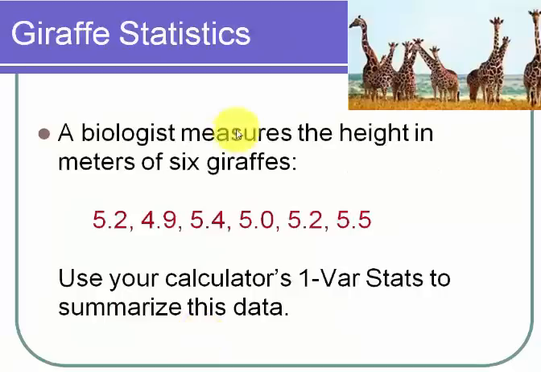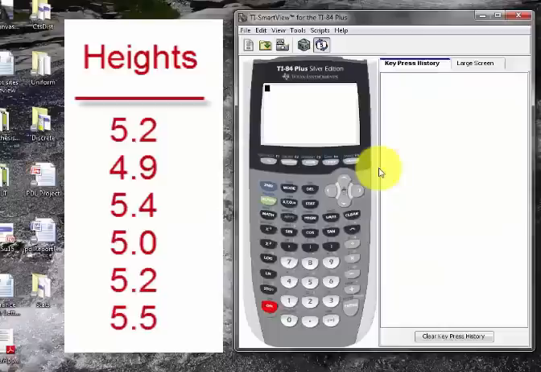So here's an example. Let's suppose that a biologist measures the height in meters of 6 giraffes. And the measurements were 5.2, 4.9, 5.4, 5.0, 5.2, and 5.5 in meters, by the way. Let's use our calculator to summarize this data, to find all of the statistics. So here's the calculator.